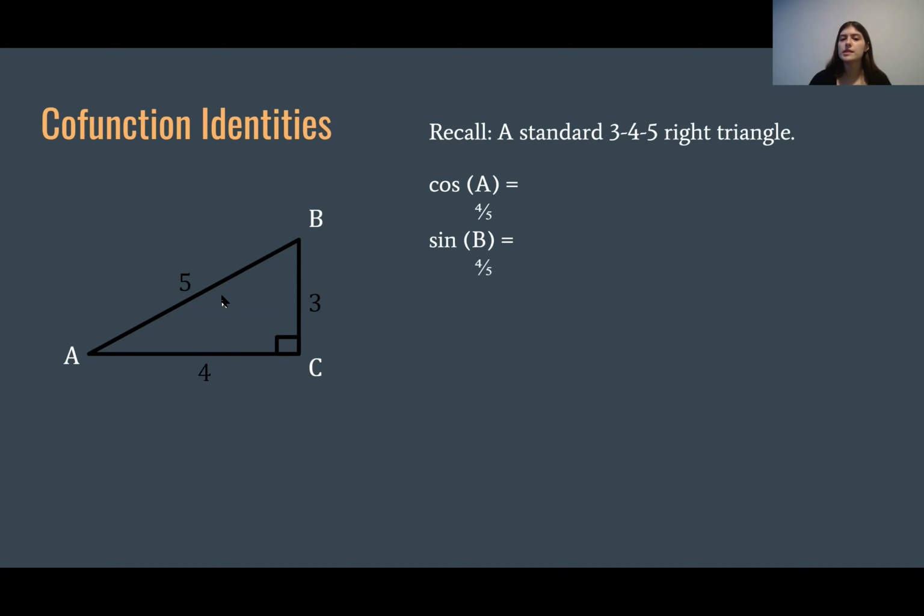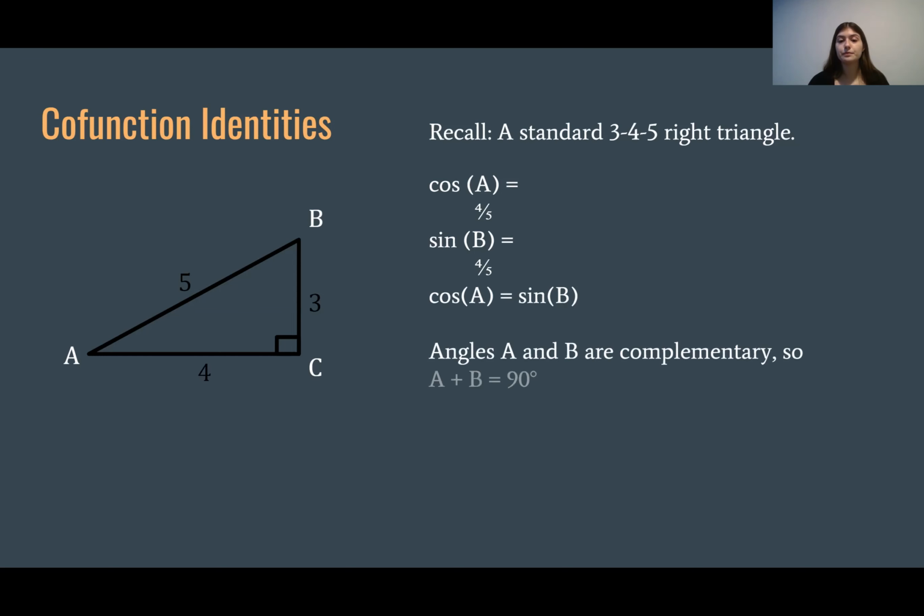Oh, well, what do you notice here? The cosine of A is the same number as sine of B. Curiouser, right? So we're going to keep that in mind. The cosine of A is equal to sine of B. Keep that in mind. And then also keep in mind that A and B are complementary, so A plus B equals 90 degrees.